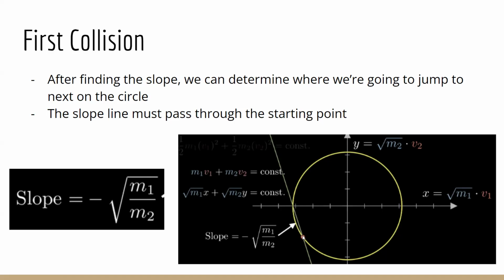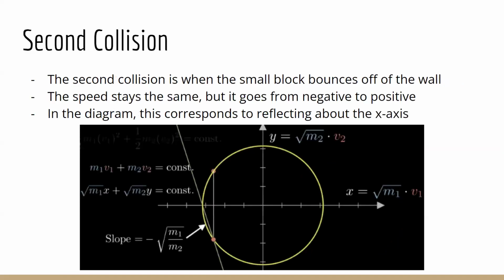Now the second collision. The first collision was when the big block hit the small block. That counts as one collision. The second collision will be when the small block bounces off the wall. So the speed doesn't change. It stays the same, but it goes from negative speed to positive speed. So we were going this way, and then we hit the wall. Now we're going this way. So we're going negative to positive.